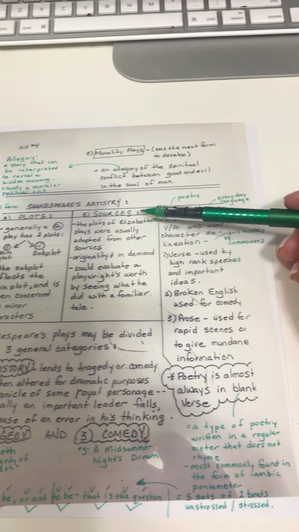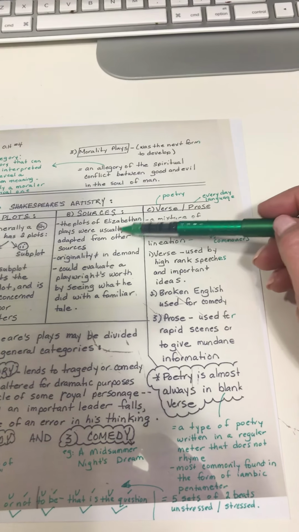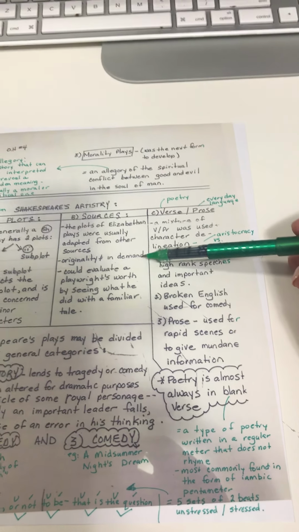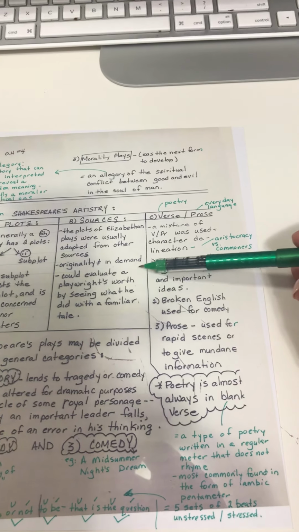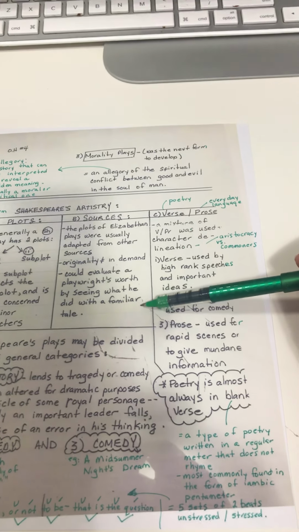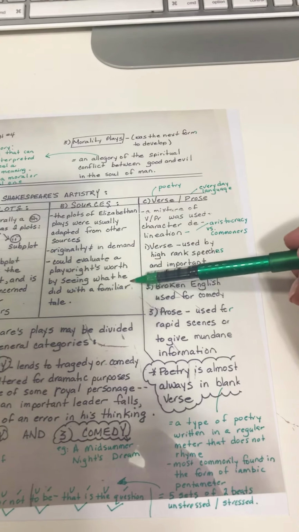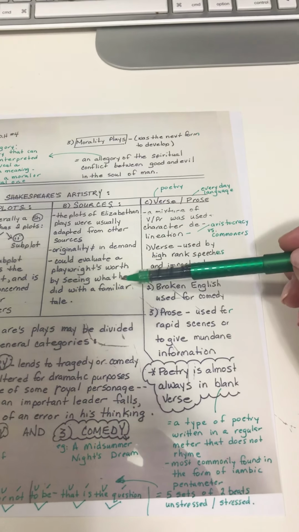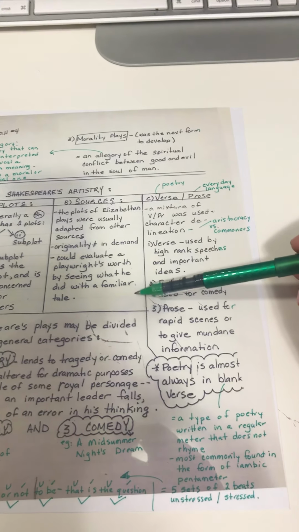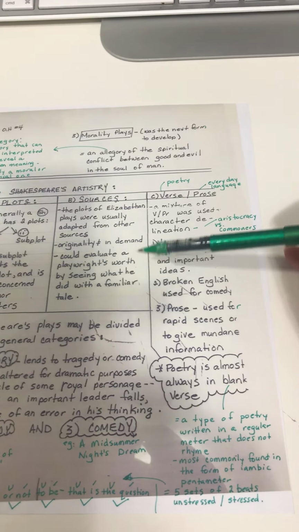effortlessly. All right, sources. The plots of Elizabethan plays were usually adapted from other sources. And again, this is kind of counter to what we see in our society today. Originality back then was not in demand. So you could evaluate a playwright's worth by seeing what he did with a familiar tale. For example, the story of Romeo and Juliet was an already existing story that already had many different versions of it existing, and we see that Shakespeare took that existing storyline and manipulated it and added some characters and put his own little twists and turns in there.